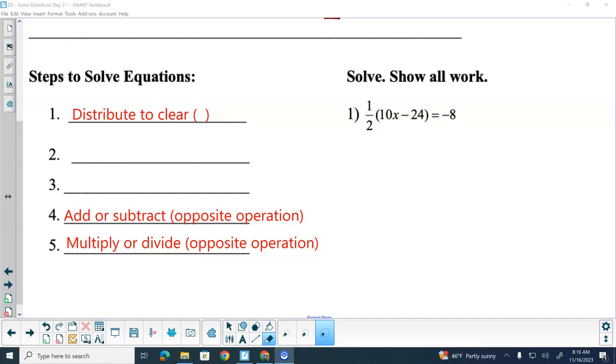So now let's do number 1 together. Okay? So we have a set of parentheses. So we need to clear that set of parentheses.